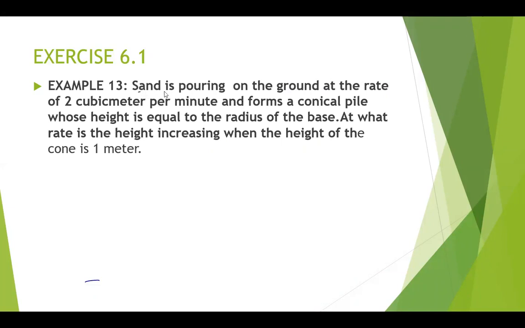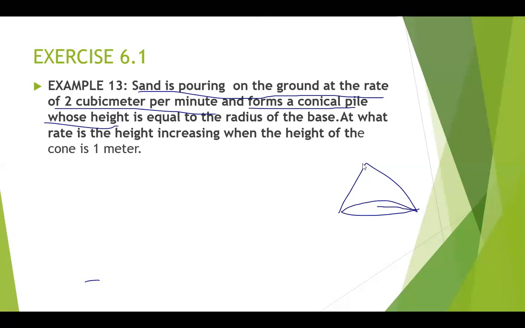First one: sand is pouring on the ground at the rate of 2 cubic meters per minute and forms a conical pile, which means it forms a conical shape on the ground, whose height is equal to the radius of the base. If this is the base radius and this is the height, then height equals base radius. Like that, the height of the cone is uniformly increasing. At what rate is the height increasing when the height of the cone is 1 meter?